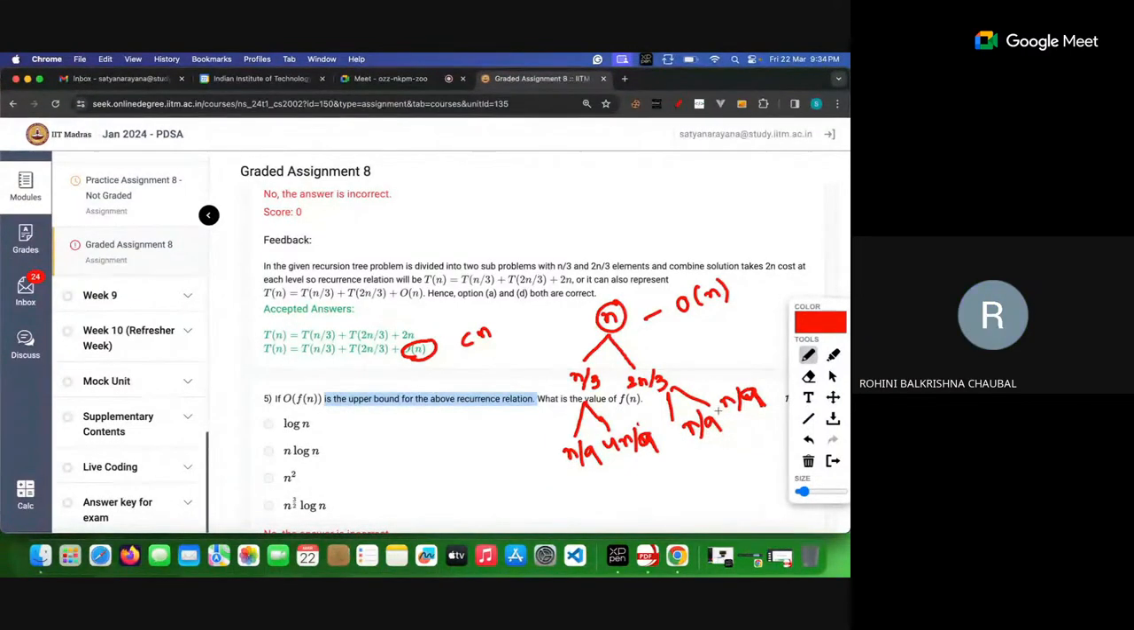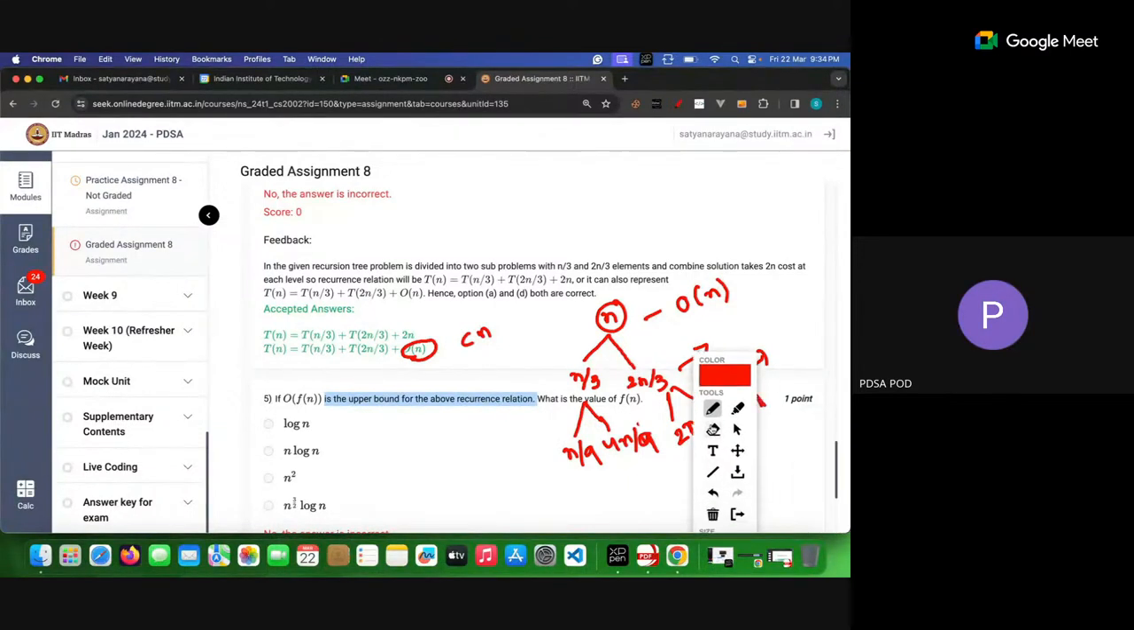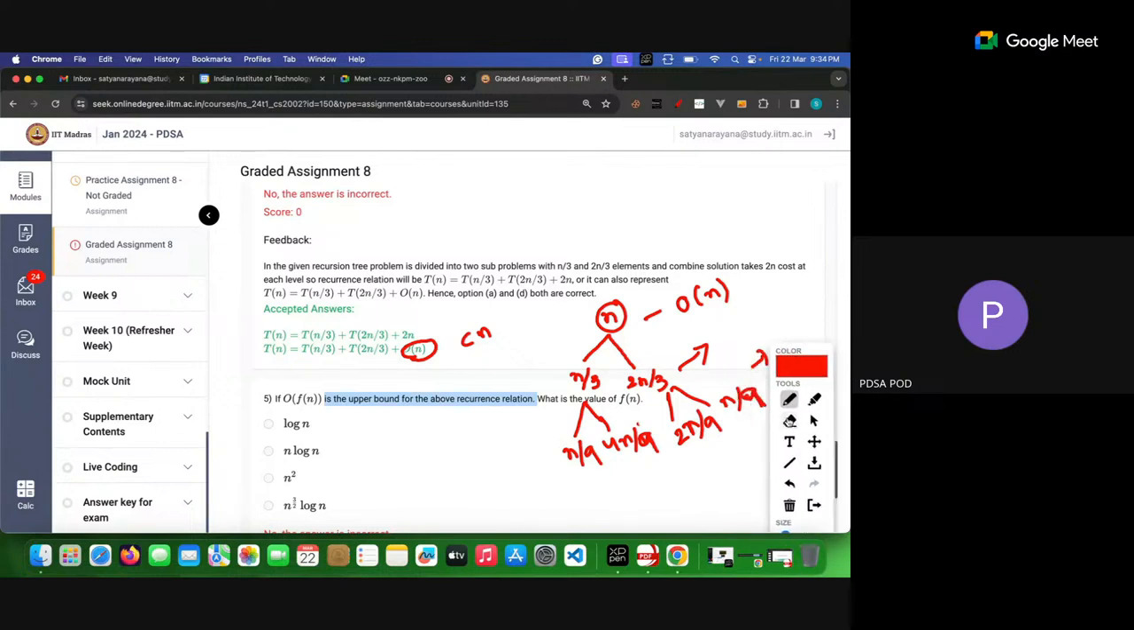One will be 2n by 9. The left hand side will be 2n by 9 and the right hand side will be 4n by 9. So then what is the constant time here? Here it is O of n. What is the constant time here? The right hand side will be 4n by 9. It's 2n by 9 and 4n by 9. So what is the constant time in this case?